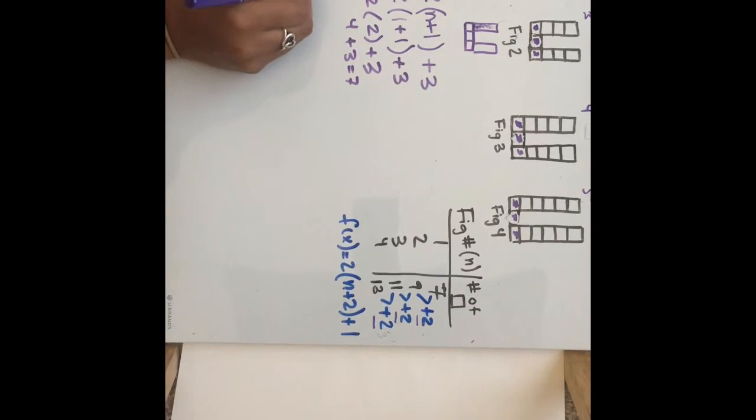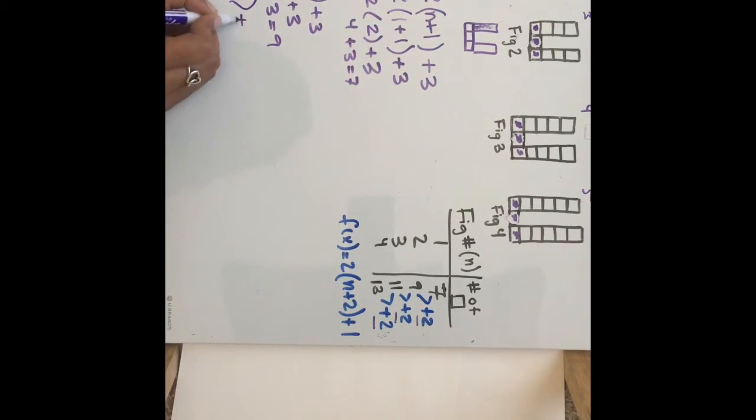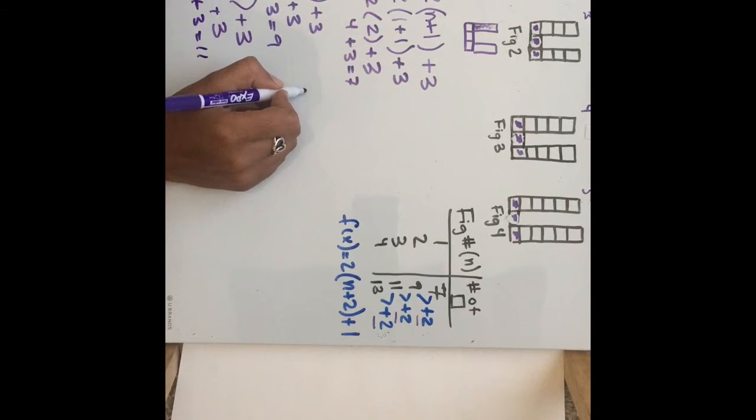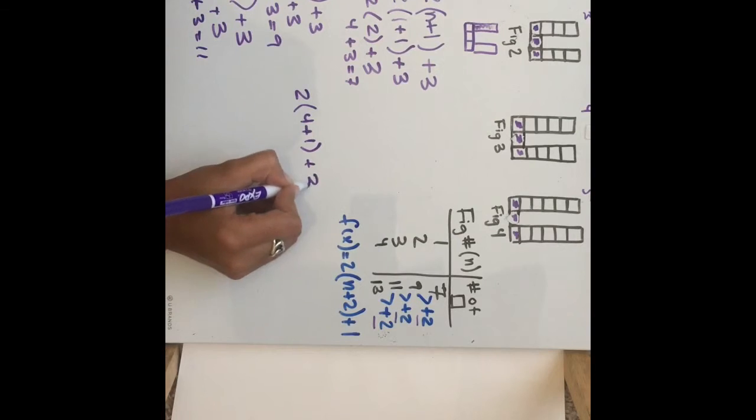So this is figure 2, so it'll be 2 plus 1 in the parentheses, which would be 3, which you're going to multiply by 2, which will be 6, plus 3 equals 9. So for figure 3, that's right there. So it'll be 3 plus 1 in the parentheses. So 3 plus 1 is 4, and you're going to multiply that by 2, which gets 8, plus the 3 equals 11.